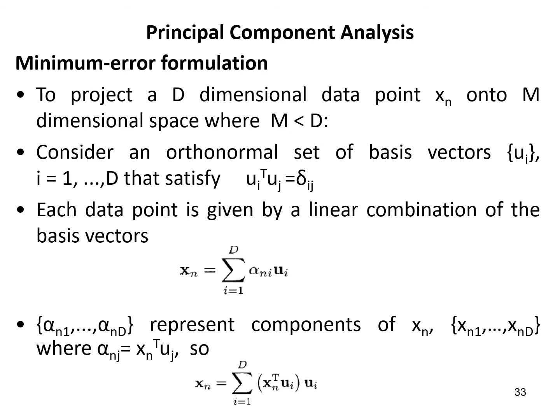Minimum error formulation. Now the requirement is to project a d-dimensional data point xn onto an m-dimensional space, where m is less than d. Consider an orthonormal set of basis vectors ui, where i varies from 1 to d, that satisfy ui transpose uj equal to delta ij. Every data point is given by a linear combination of the basis vectors as given, where alpha n1 to alpha nd represent the components of xn, xn1 to xnd. Now alpha nj will be equal to xn transpose uj, which can be replaced in the xn equation.